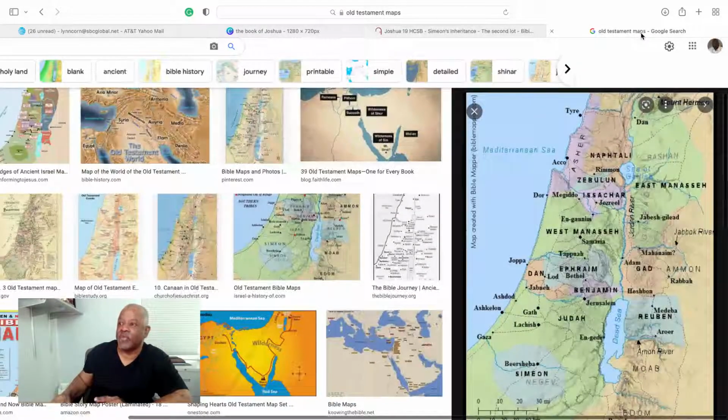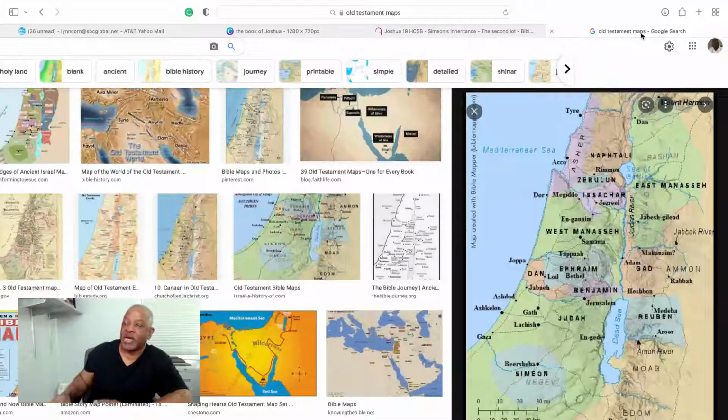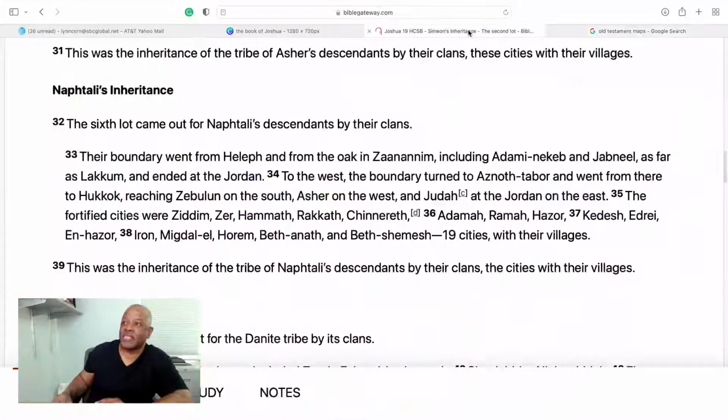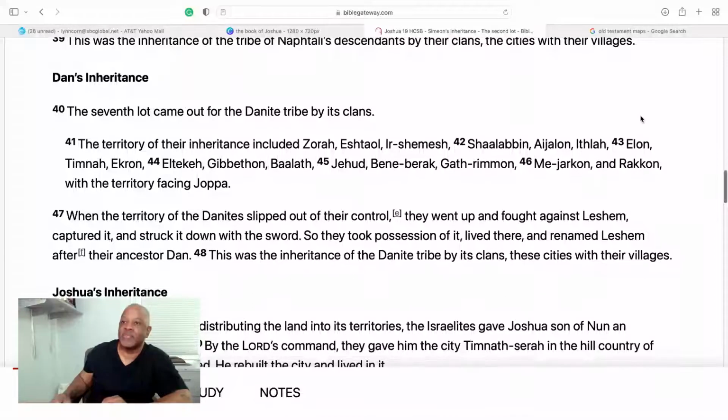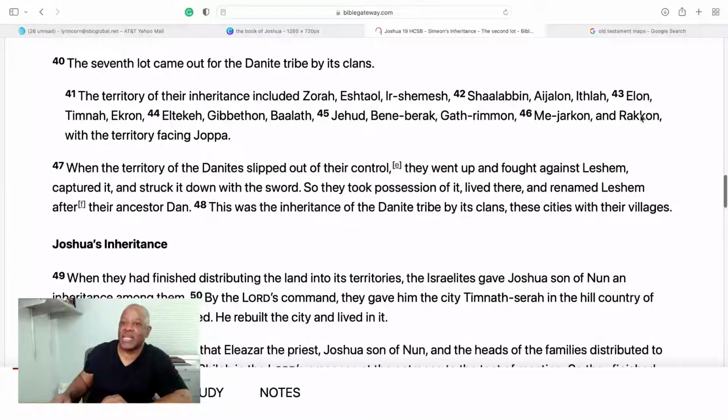Again, look at where Naphtali is, the very upper left, Naphtali there. All right, just giving you an idea of where these regions were. The seventh lot came out from the Danite tribe and its clans.